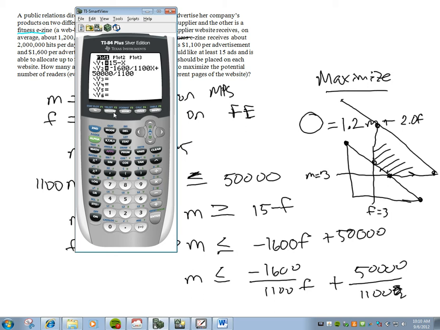Now we're going to graph it. We know we're going to have to go at least up to 15. So let's just set our x-min. Well, we don't want to go below 3 because that's our minimum number of ads. And we'll probably go up to, let's just say, 100 for now. And we'll do the same thing here.